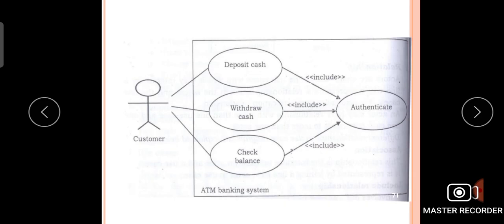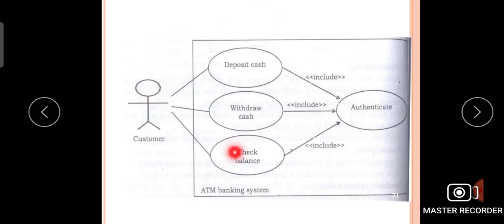This is a very simple example of a use case diagram using an ATM banking system. Here our actor is known as the customer. All our use cases are ellipses, so we define within ellipses deposit cash, withdraw cash, and check balance. And all these are included in the authenticate use case ellipse.